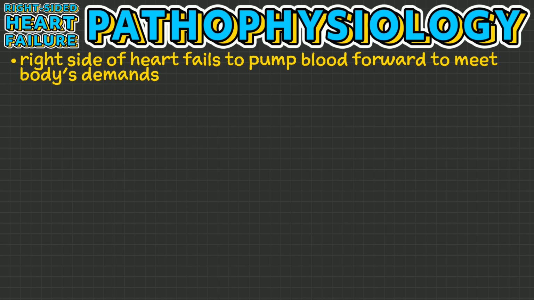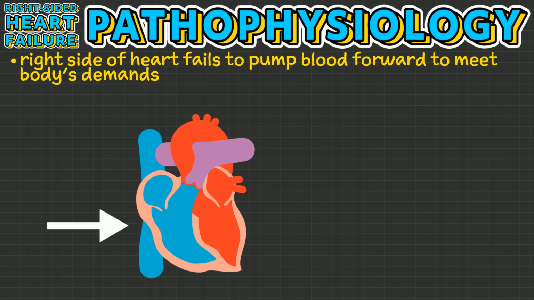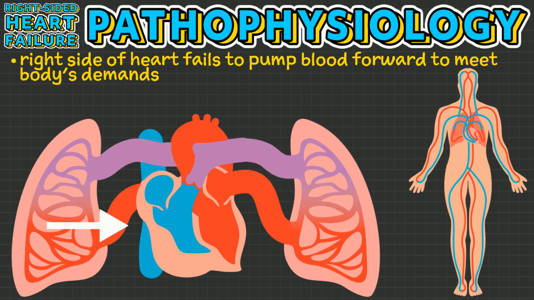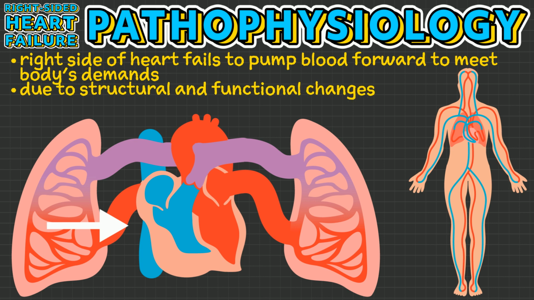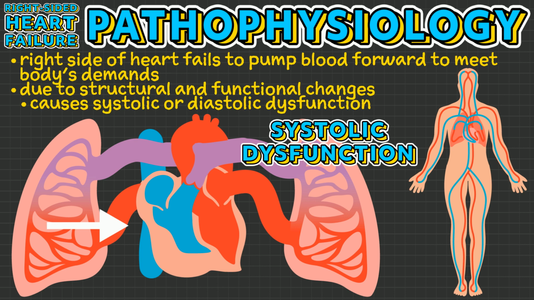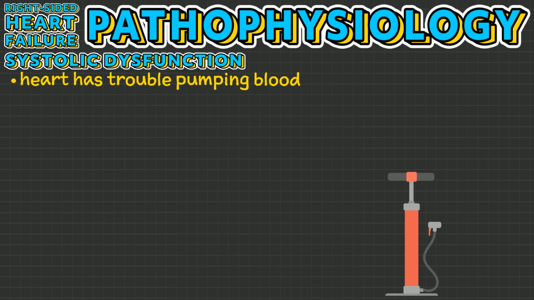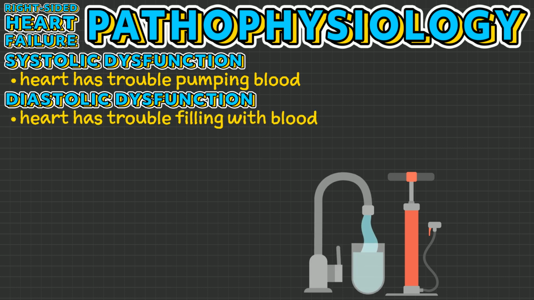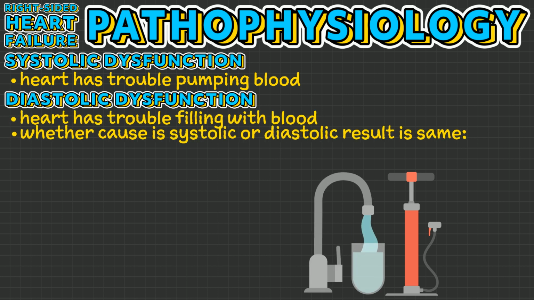Right-sided heart failure is a condition in which the right side of the heart, responsible for pumping deoxygenated blood to the lungs, fails to pump blood forward to meet the body's demands. This results from structural and functional changes to the right side of the heart that causes systolic or diastolic dysfunction. A systolic dysfunction is when the heart has trouble pumping blood, while a diastolic dysfunction is when the heart has trouble filling with blood. Whether the cause is systolic or diastolic, the result is the same.